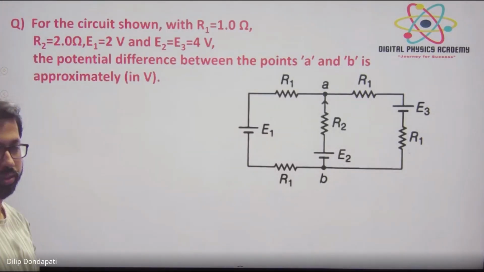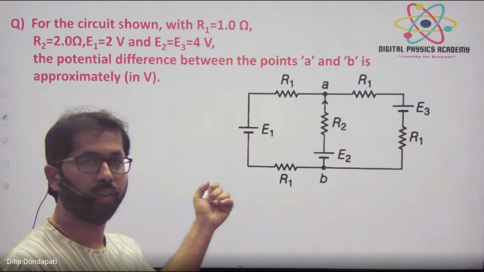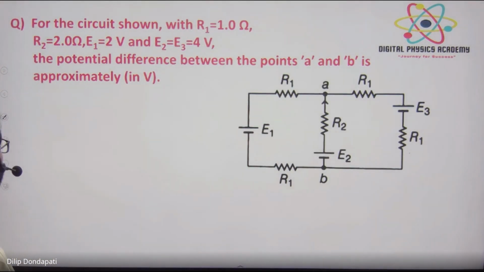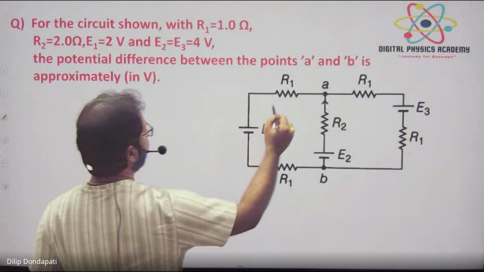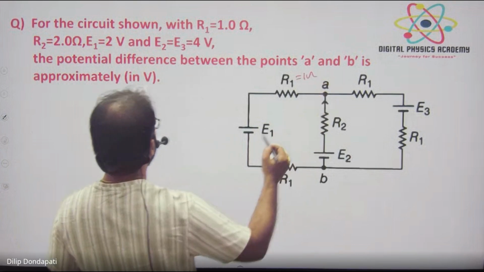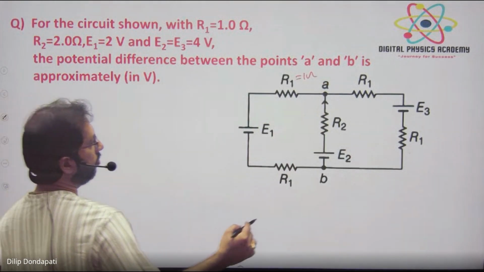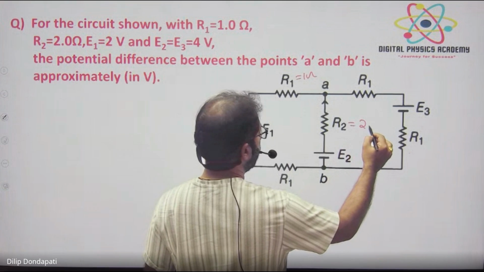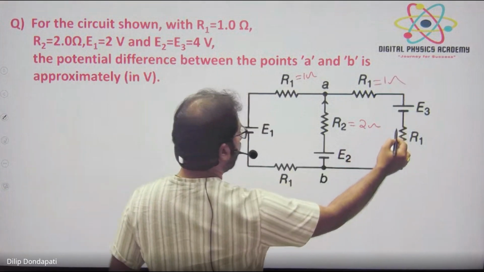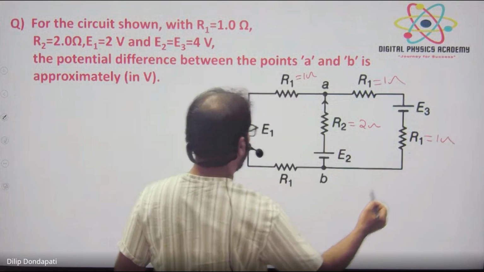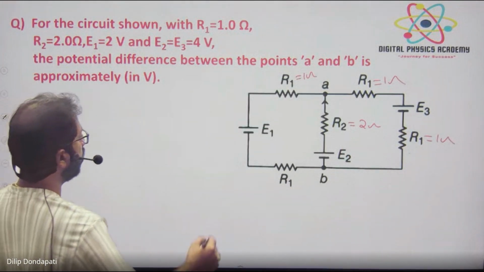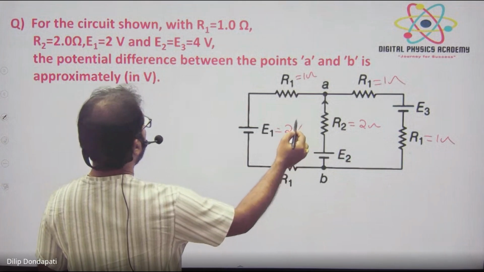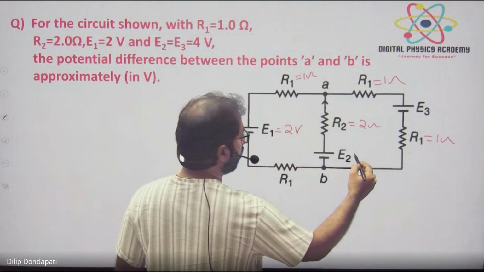चलो एक क्वेश्चन करो. किरचॉफ लॉस का कंटिन्यूशन वी आर डूइंग. The circuit shown in figure: R1 is 1 ohm, R2 is 2 ohm. So this is 1 ohm only. This is also 1 ohm. E1 is 2 volts and E2, E3 is 4 volts.